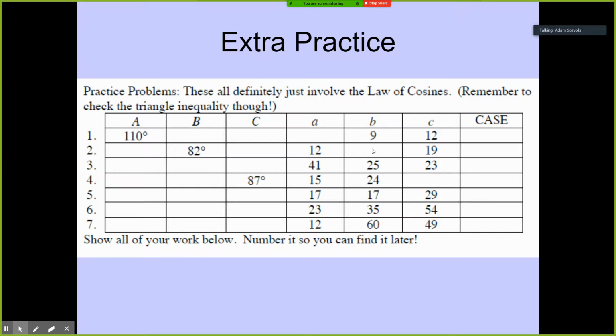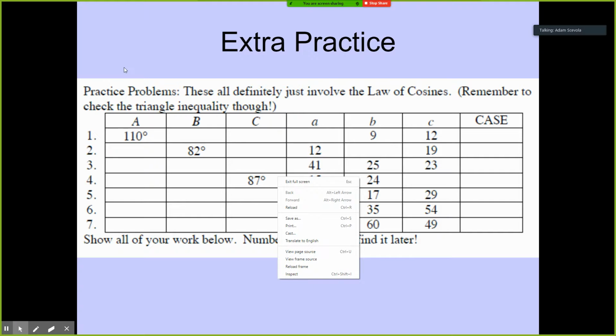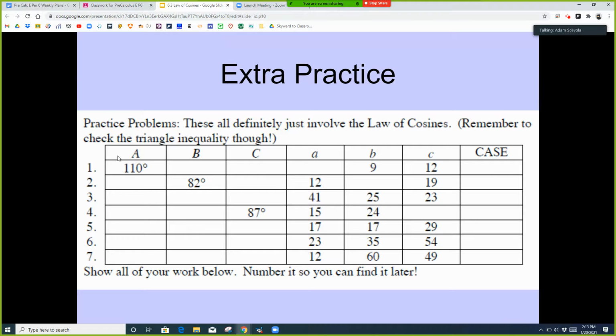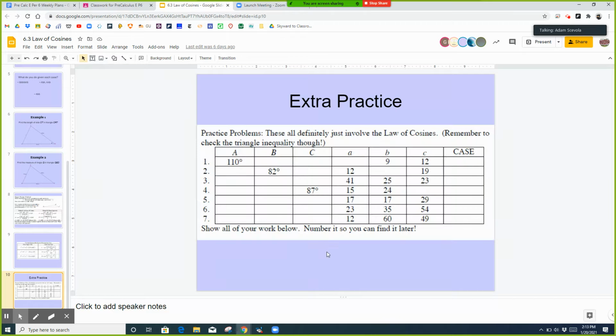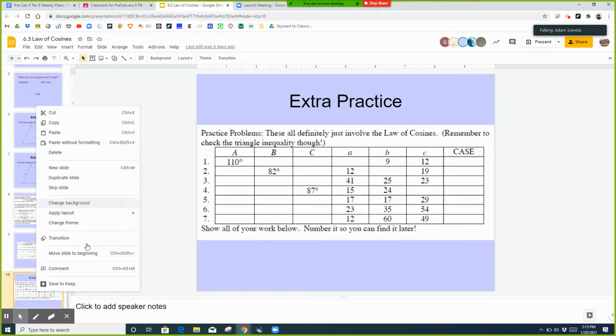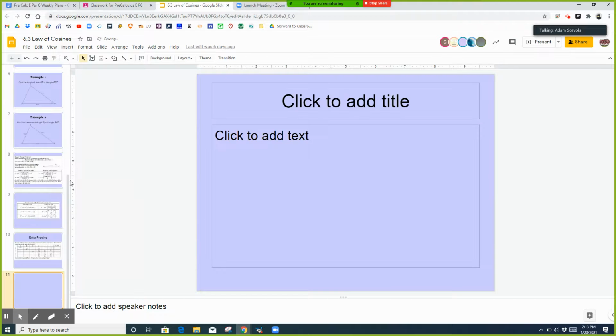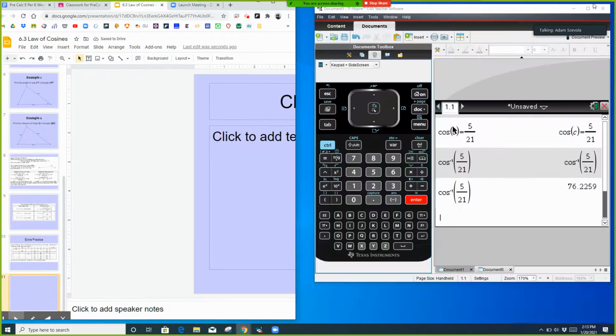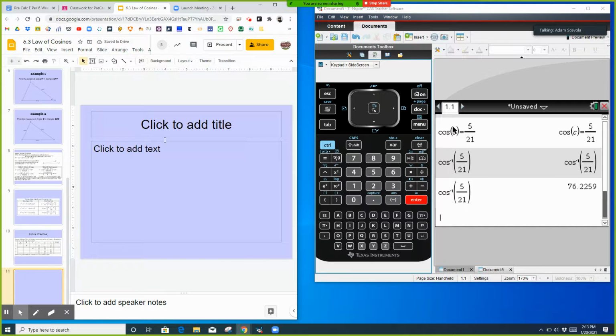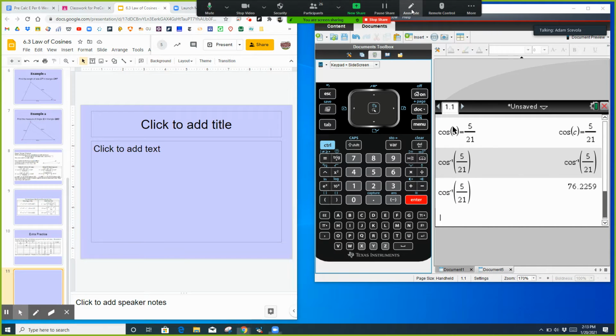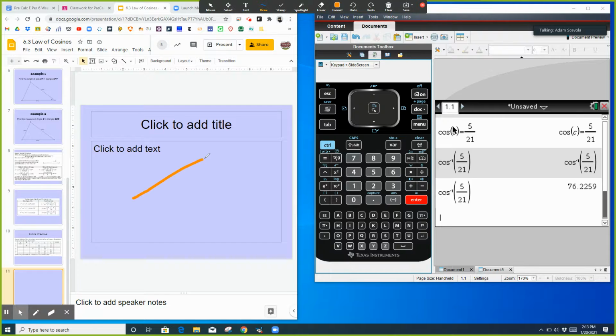So I just want to do one more quick example where we're looking for an angle. And then I will end this here. So let me draw the picture out. We'll do 12, 60, and 49. And again, I just want to show you how to use the calculator on this. I don't know if those are the numbers, but let's just do it.